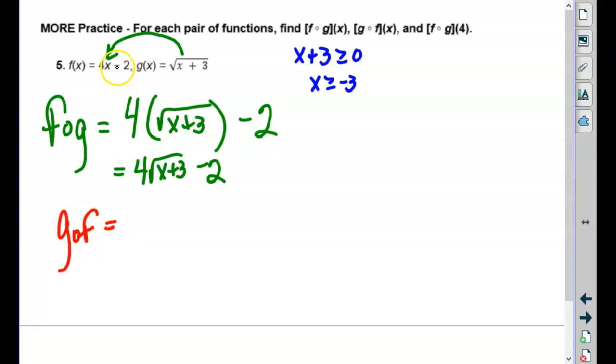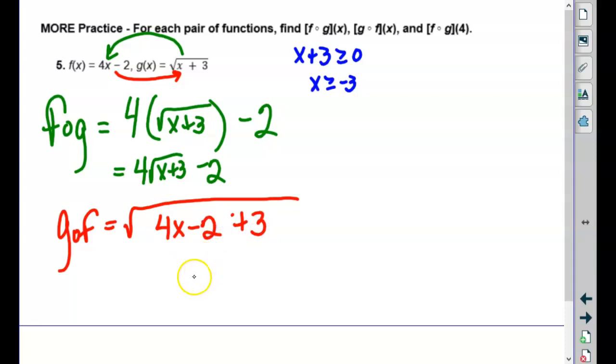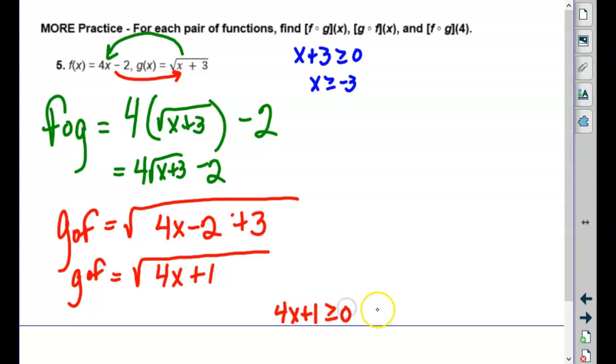So this time we're putting f into g. So we have a big old radical with a plus 3 back here, and we're putting in a 4x minus 2. Can we combine something under there? We'd get a 4x plus 1, right? Did I do that right? Okay. Now, if we set what's underneath there greater than or equal to 0, we'd get 4x is greater than or equal to negative 1, x is greater than or equal to negative 1/4.